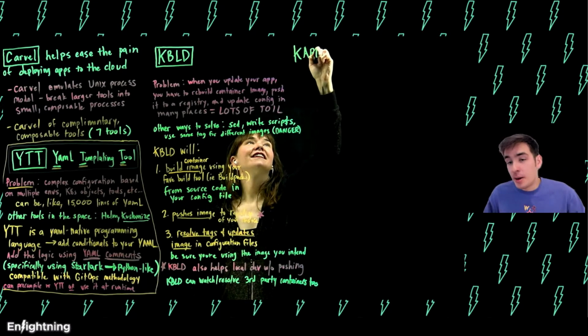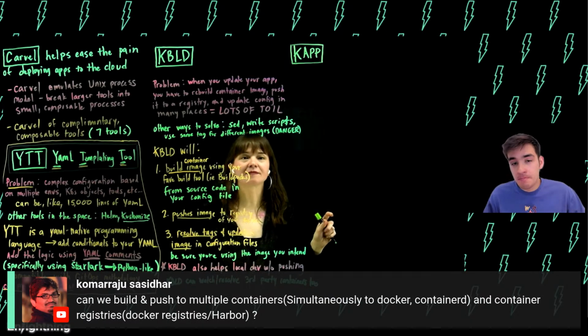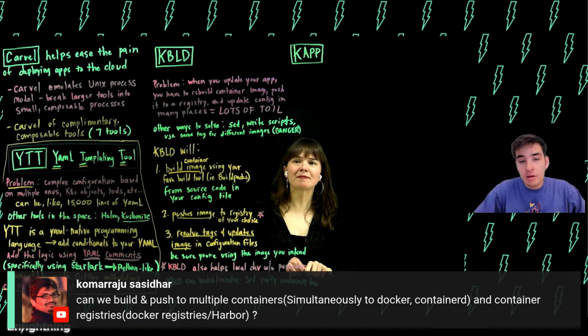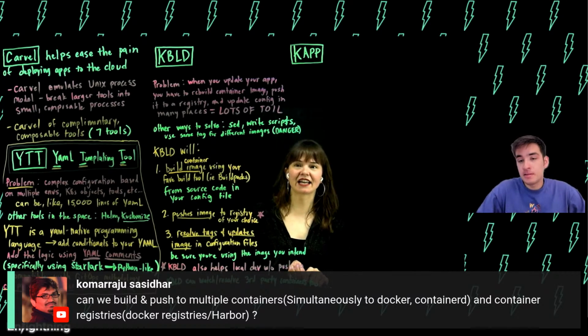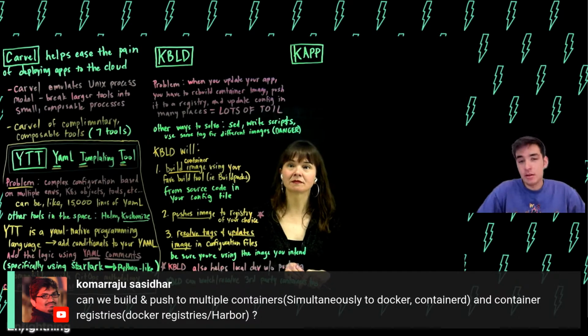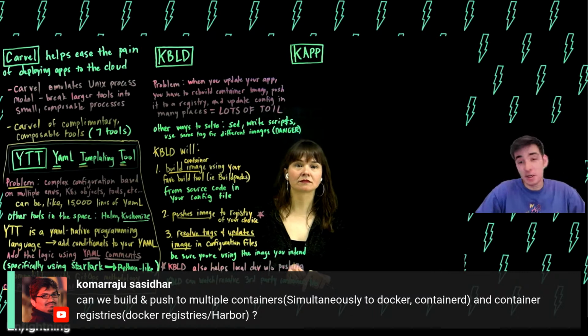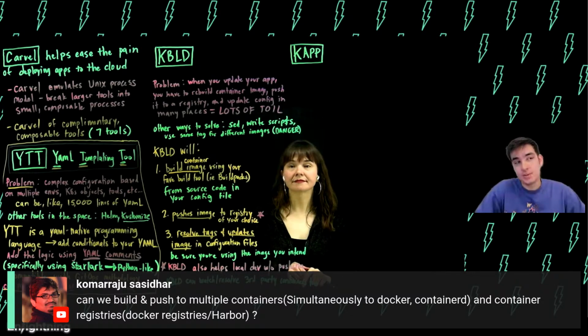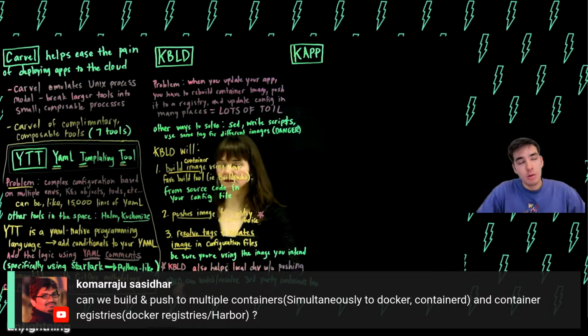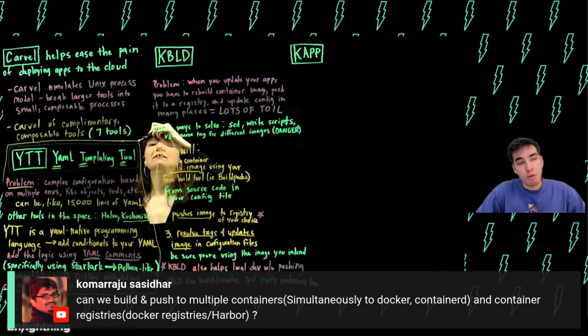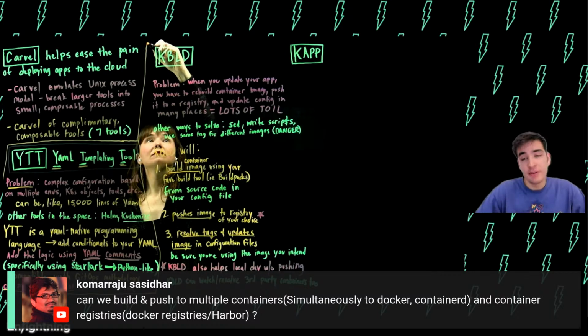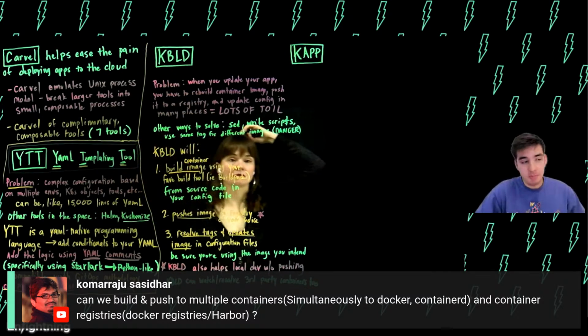Oh, sorry. We have a question here. Can we build and push to multiple containers simultaneously, to Docker, containerd, and container registries, Docker registries, Harbor? Yes. Great question. And it's really key to understanding this problem, right? Which is that we're not always working with one container, even though we might be working on a single application.